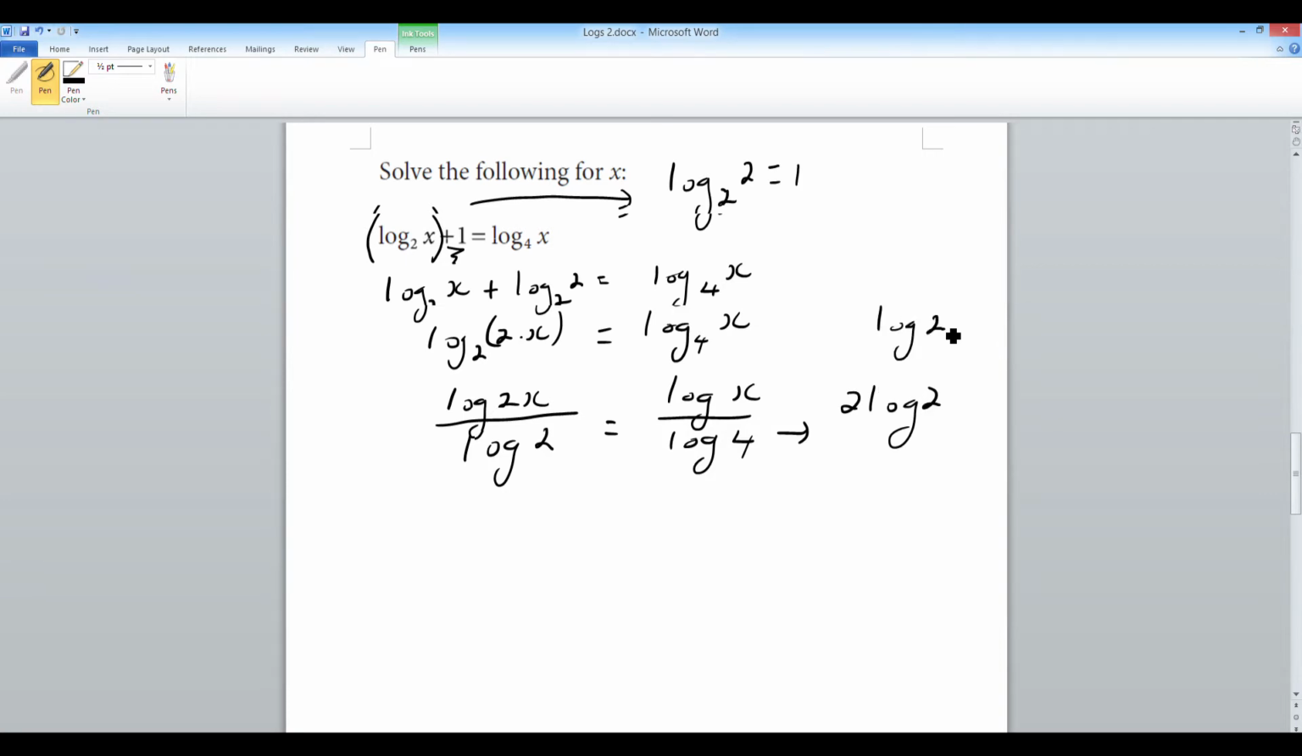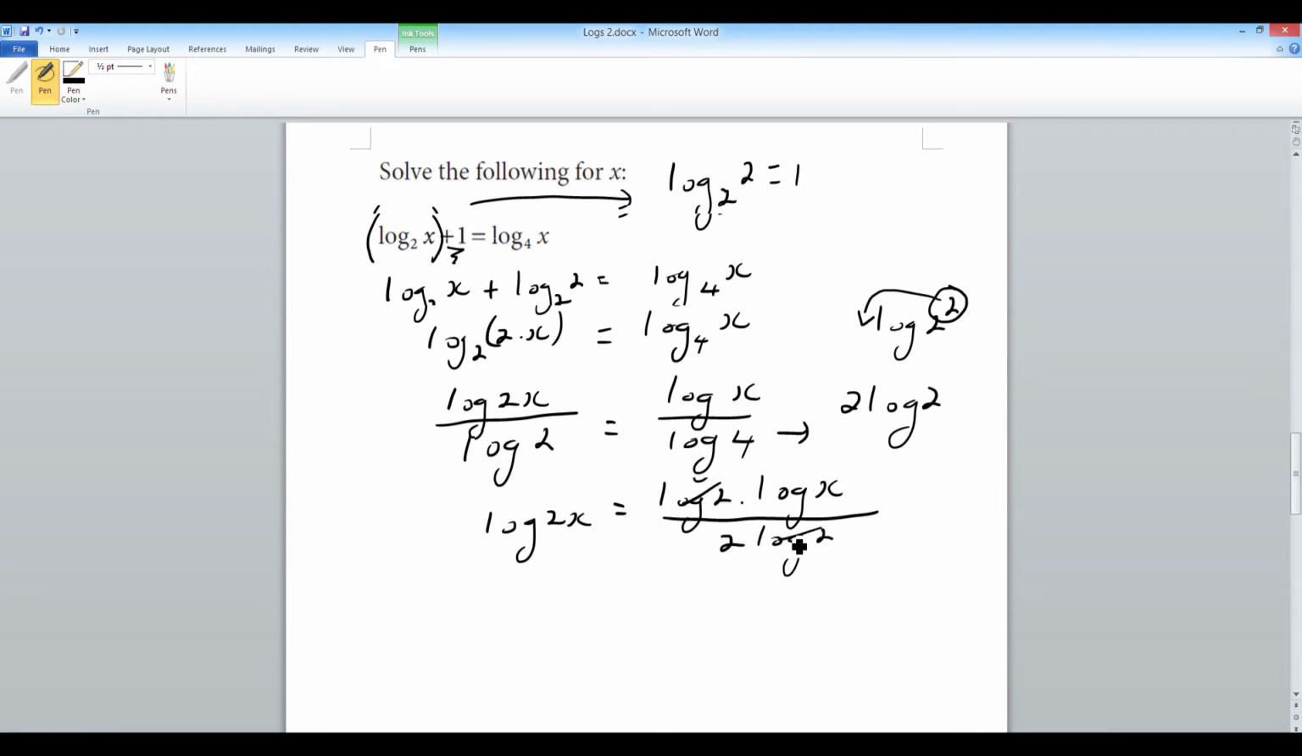Because log 2 squared, which is log 4, and I take my power and I multiply it to the front. It's the same as 2 log of 2. Now if I cross multiply here, let's take whatever I have in my denominator and multiply it on the right hand side. Log 2x is equal to, now I'm going to write here log 2 multiplied with log x. I multiplied my denominator on the right hand side, and this over 2 log 2.